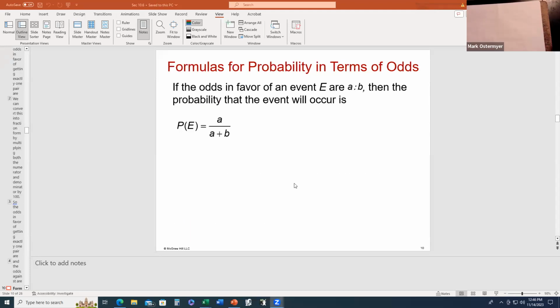Now, here's another formula that relates probabilities to odds. If the odds in favor of some event E occurring are A to B, where A represents the number of favorable ways or outcomes that yield event E, and B represents the number of unfavorable outcomes that do not yield event E occurring, then the probability that event E will occur is going to be equal to A divided by A plus B. So this formula enables you to go from odds back to probabilities.